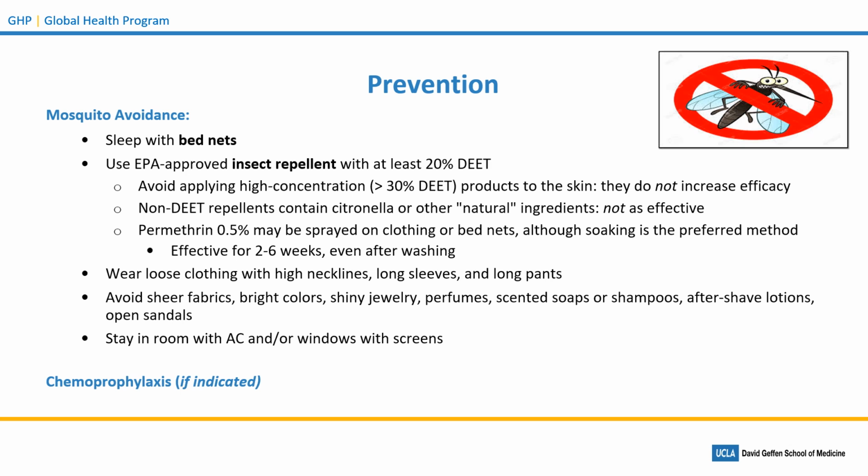Keep in mind that non-DEET repellents, those, for example, that contain citronella or other natural ingredients, are not as effective as DEET. You can always use permethrin at 0.5%, which can be sprayed on clothing or bed nets, although soaking is preferred. These are effective for many weeks, even after washing. Important to wear loose clothing with high necklines, long sleeves, and long pants, and avoid bright colors and shiny jewelry and perfumes, etc., that may attract mosquitoes.